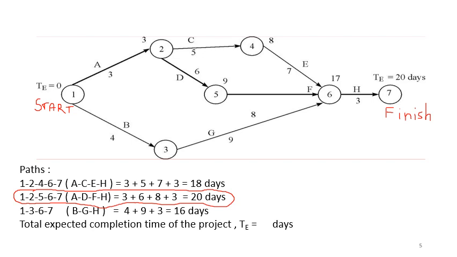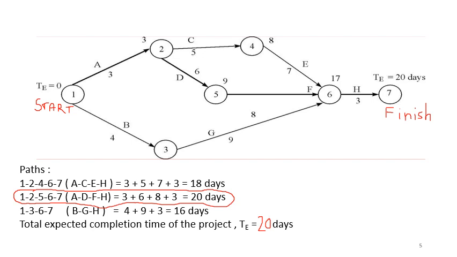So always when you choose the maximum amongst the paths, that will be the minimum time required to complete the project. So in this case, your total expected time of completion of the project will be 20 days.